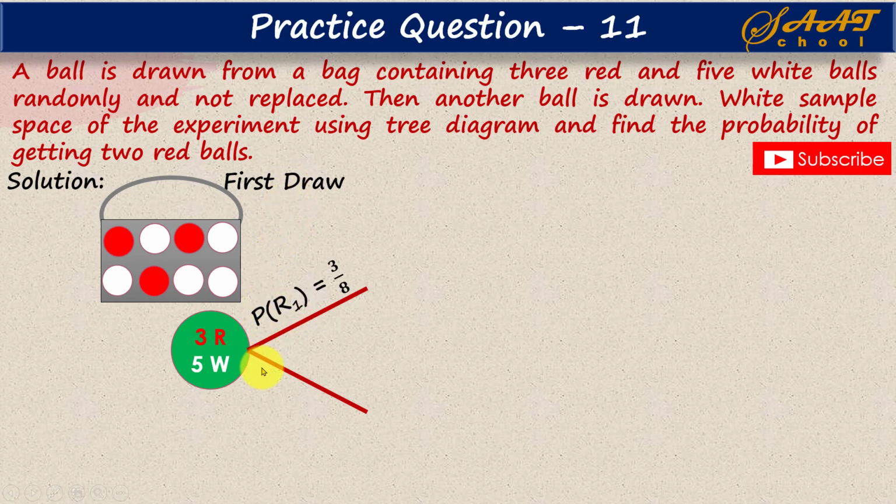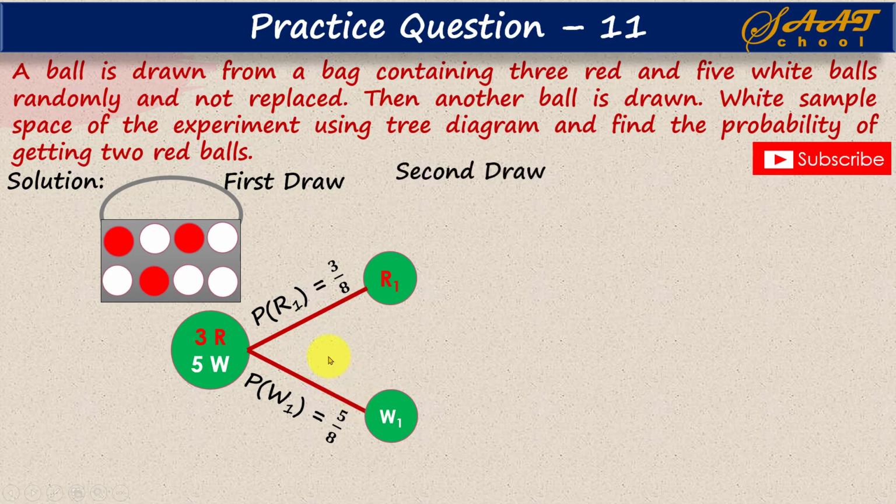Now this will be the probability of white in the first draw. As we have 5 white balls, this is 5 and this is the total number of balls. So this is for the first draw. Again, this branch is for the probability of red and this branch is for the probability of white. Now when you go for the second draw, how many balls are there?